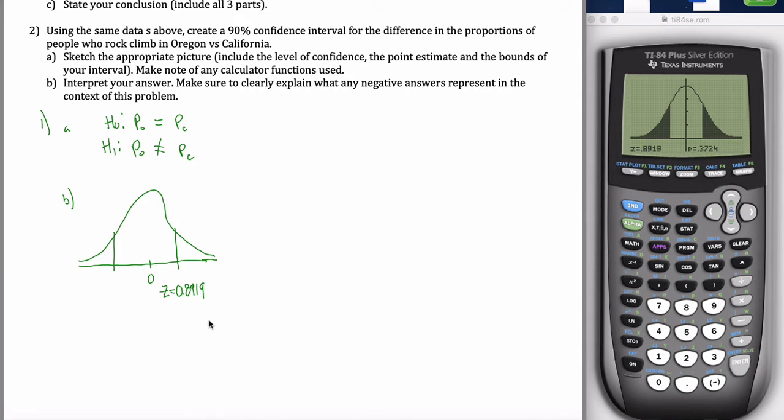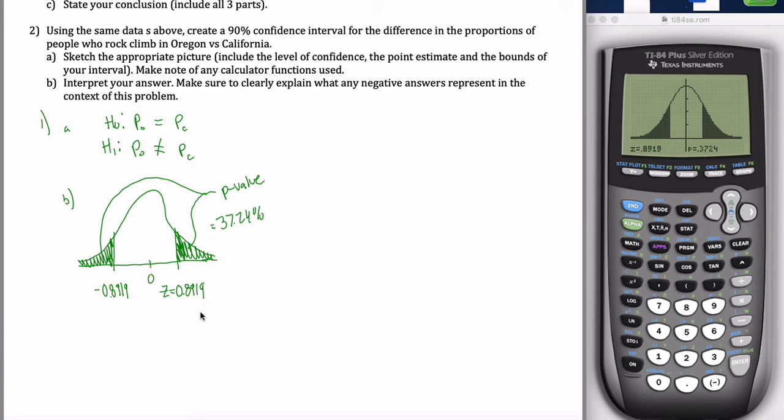And since it's a two-tailed test, I want to shade to the right of that value and to the left of the negative of that value, negative 0.8919. And just so the reader doesn't get confused, I won't label that one with a Z so the reader can tell what my test statistic is. The total shaded in area is what's called my p-value. So in this case, the p-value, pretty big, 37.24%.